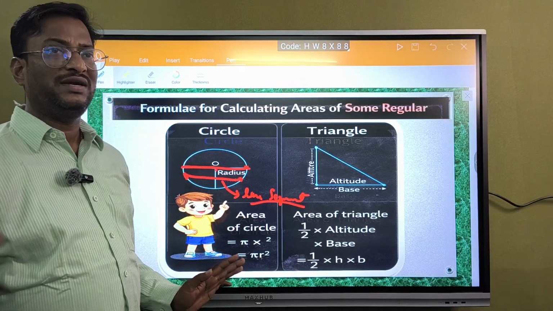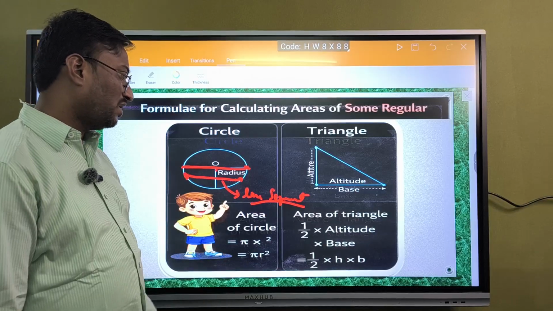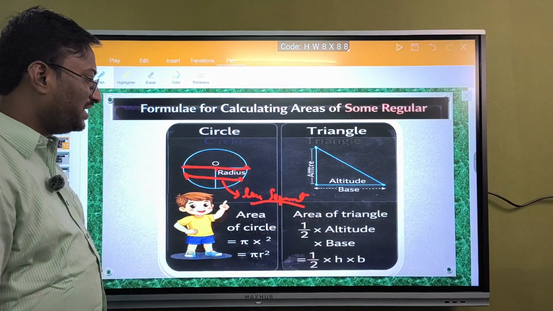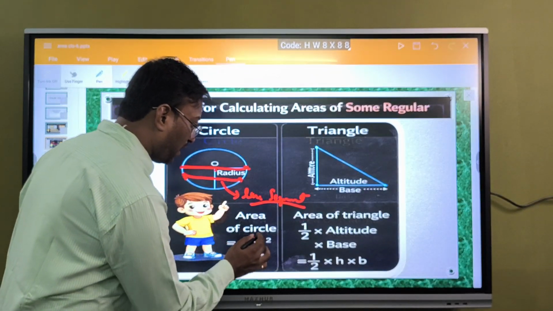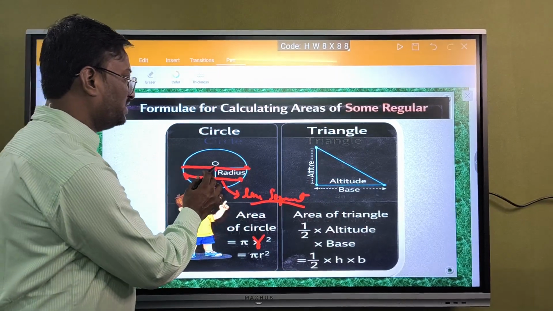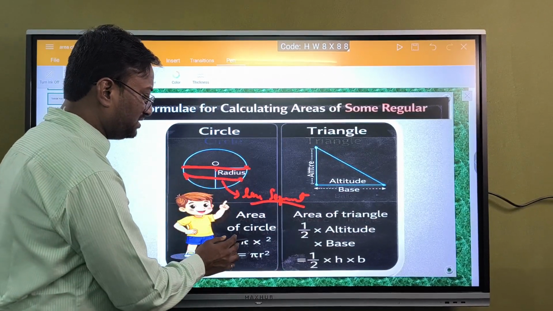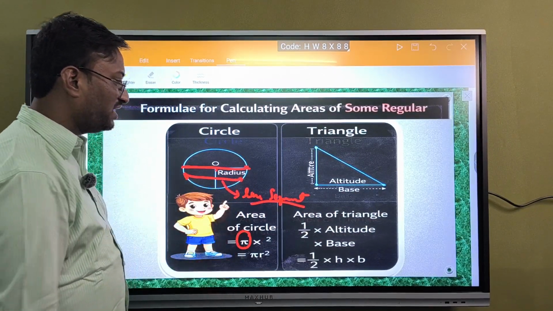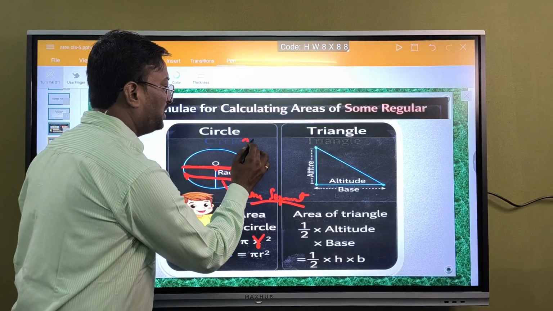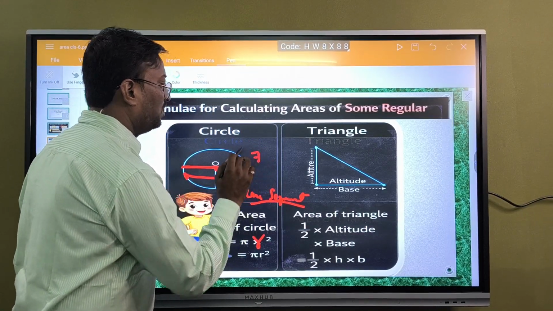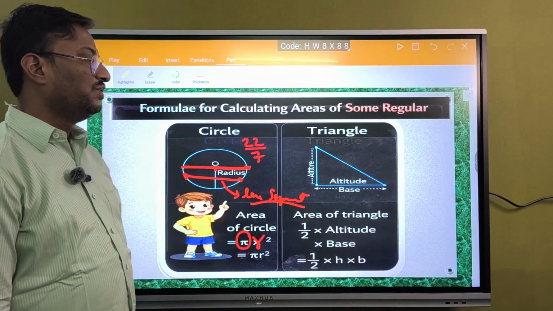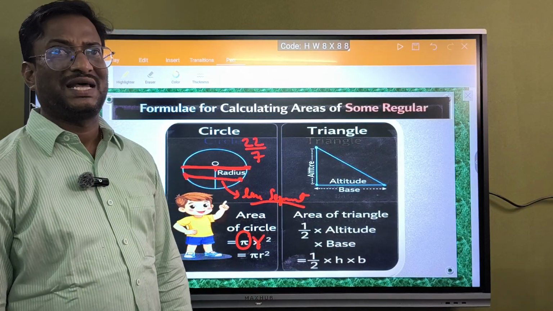In future you are going to get some other concepts. What is the area of a circle? Area of a circle is equal to pi r square, where r is the radius of the circle. Pi is a fixed value. Its value is 22/7 or 3.14. So okay, this is about the circle.